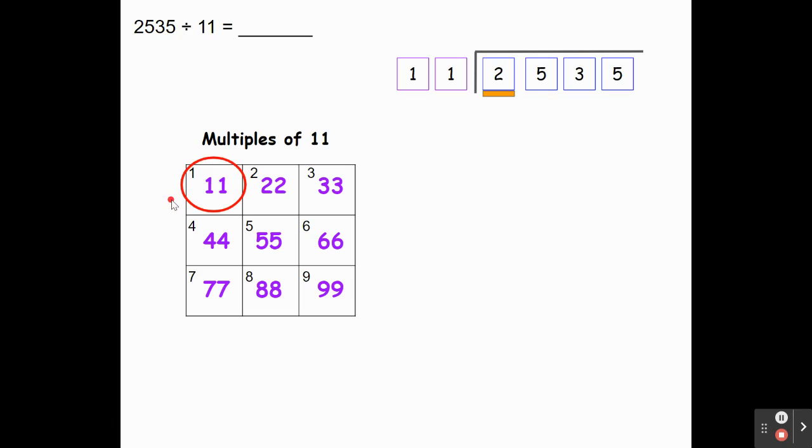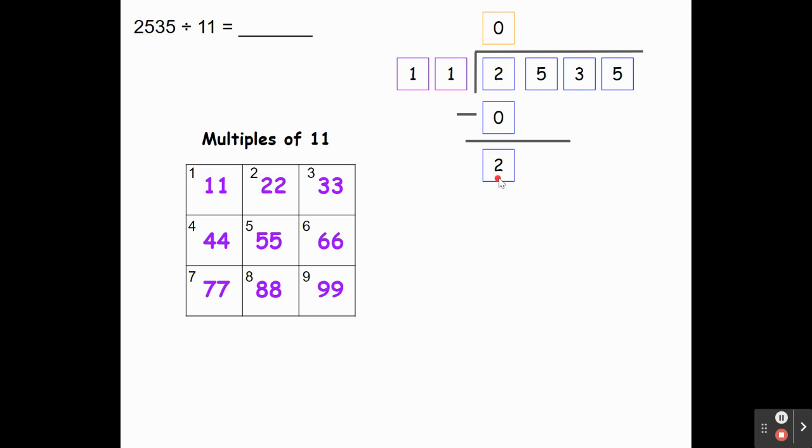Well, if we look at the first multiple 11, we get 11. That's already too big. So since the first multiple is already too big, we're going to place a 0 up here in the thousands place to show that we're going to give each group 0 thousands. So if we're giving each group 0 thousands, we're sharing a total of 0 thousands. So we can subtract the 2 thousands that we have minus 0 thousands we're sharing to show that we still have 2 thousands left to share.